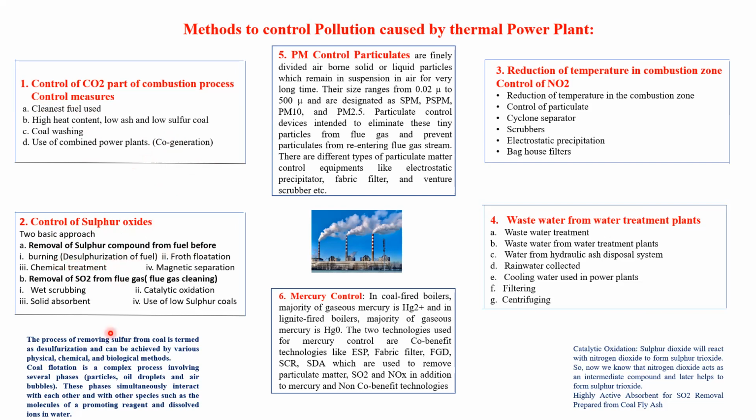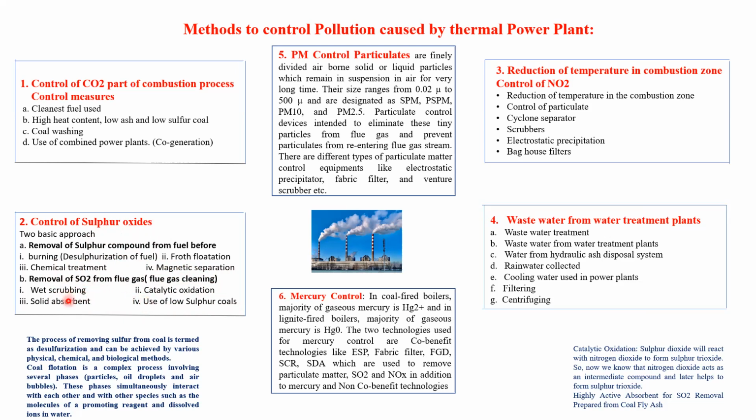Desulfurization of fuel, which I have explained somewhere here at the bottom. Froth flotation, what is that? I also explained here. Then chemical treatment: by means of chemical treatment, the sulfur component can be reduced, and magnetic separation by using magnets. The coal which has high sulfur content can be removed, so that the quantity of sulfur dioxide can be controlled. Another approach is removal of SO2 from flue gas, that is flue gas cleaning: wet scrubbing, catalytic oxidation, solid absorbent, and use of low sulfur coals. So these are the methods. Two of these we will be studying.